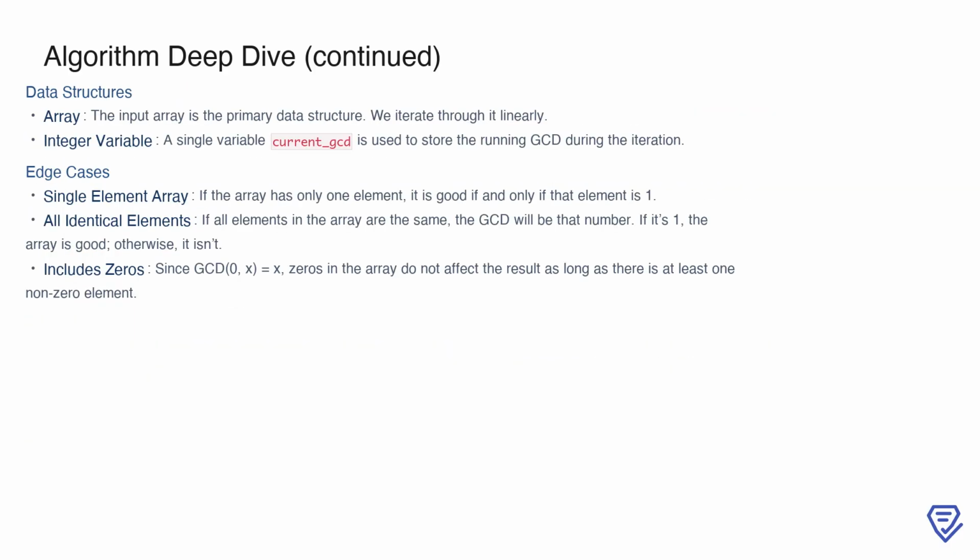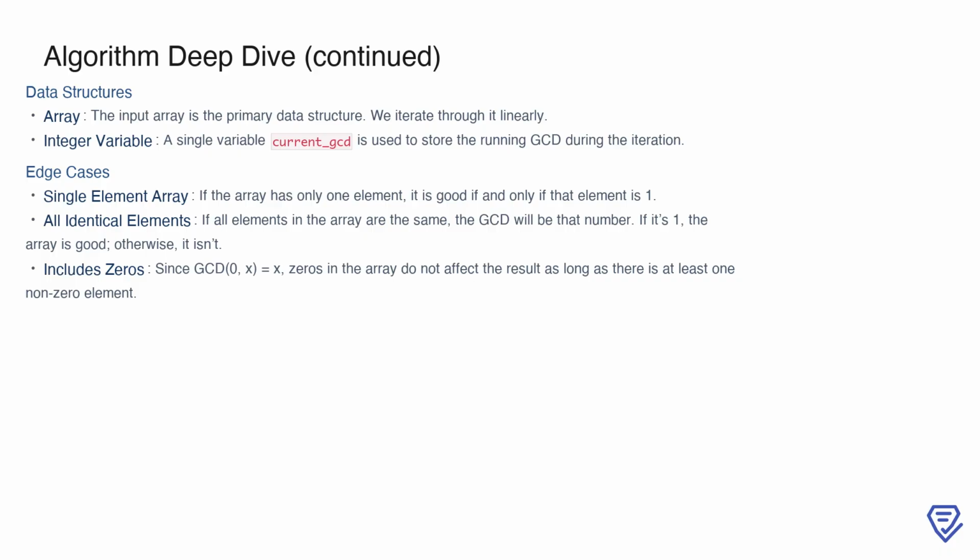To implement this algorithm, we rely on two simple data structures. First, the input array itself, which we process linearly. Second, a single integer variable, current_GCD, which stores the running GCD during the iteration. Now, let's consider some edge cases. If the array contains only one element, it is good if and only if that element is 1. For arrays where all elements are identical, the GCD is simply the value of those elements. In this case, the array is good only if that value equals 1.